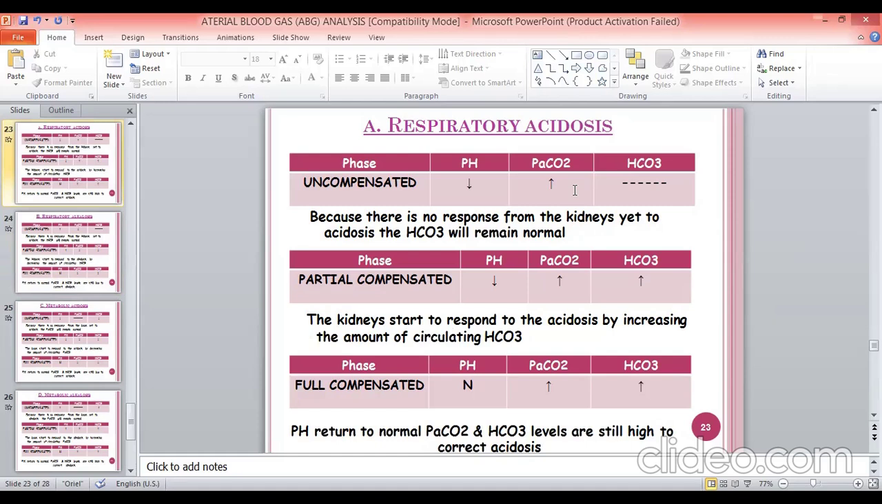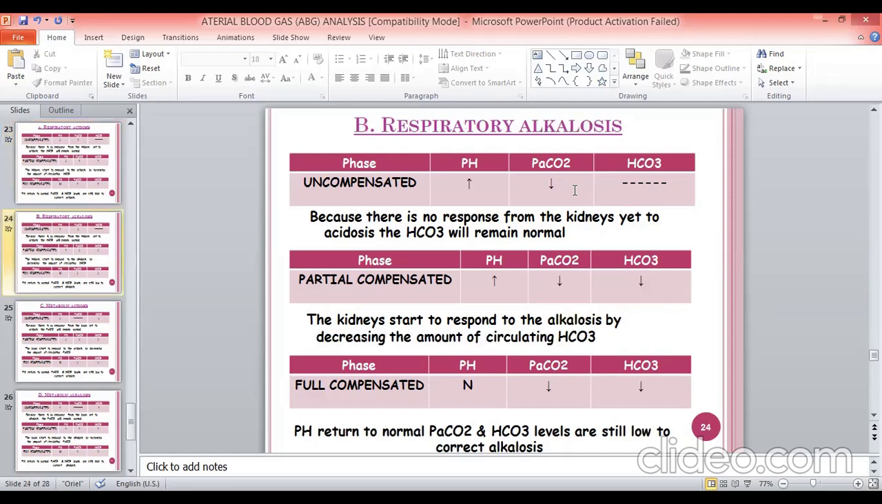What are the clinical conditions, the causes? It may be chronic pulmonary diseases such as asthma, chronic bronchitis, pneumonia, pulmonary thromboembolism, or emphysema. Due to cerebral diseases, multiple sclerosis and poliomyelitis, there is respiratory muscle weakness. All these are causes of respiratory acidosis.